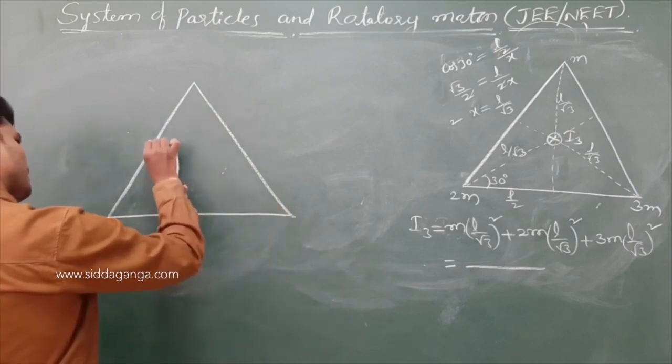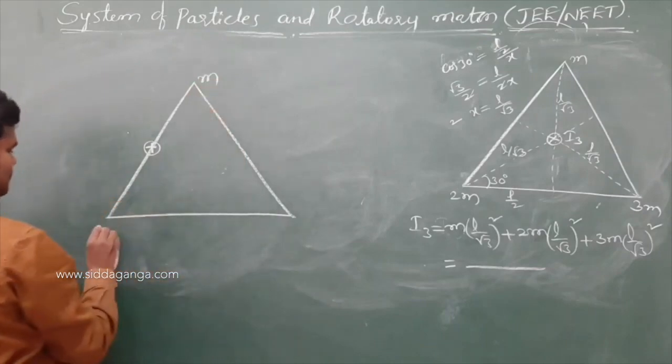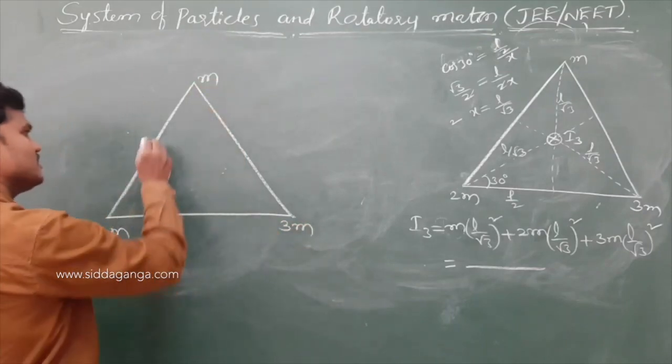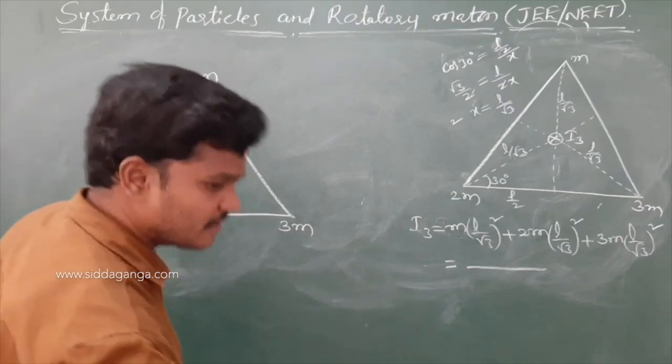About this axis, you try. About this. This is m, 2m, 3m. You try about this axis. Let us suppose this is I4. You find I4.